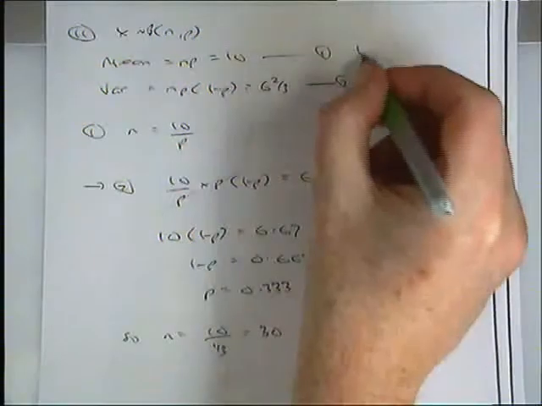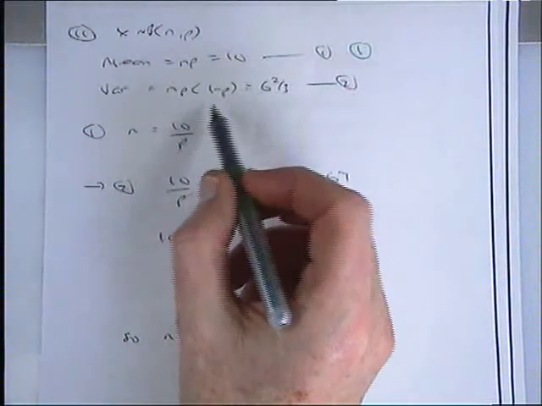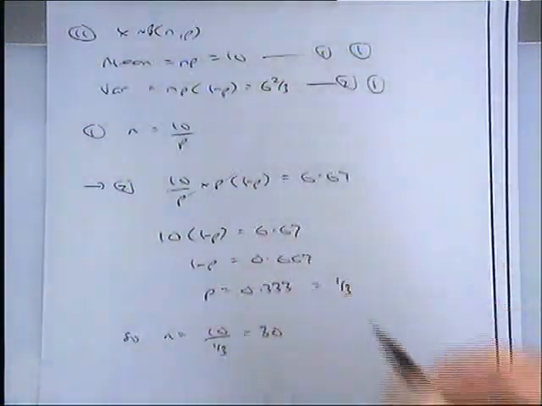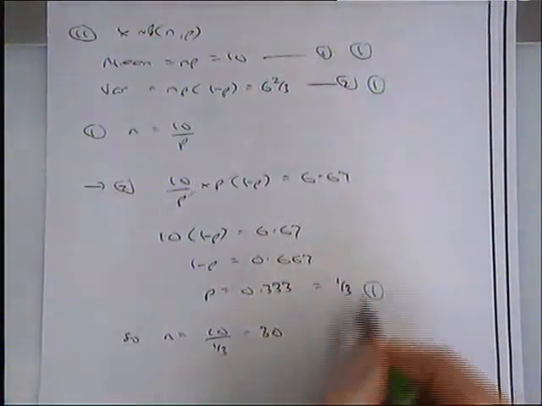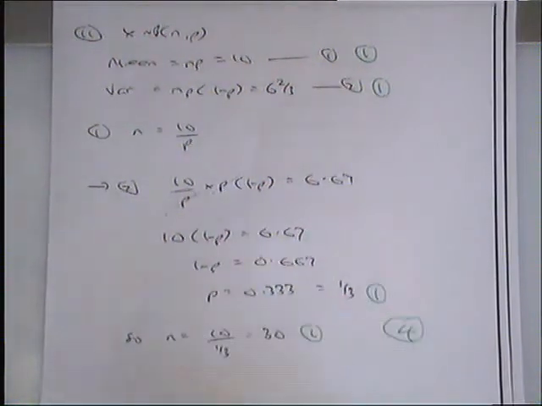I reckon there'll be a mark for np is 10, a mark for np(1 minus p) is 6 2/3, and then a mark for getting each of the things, so 4 marks overall.